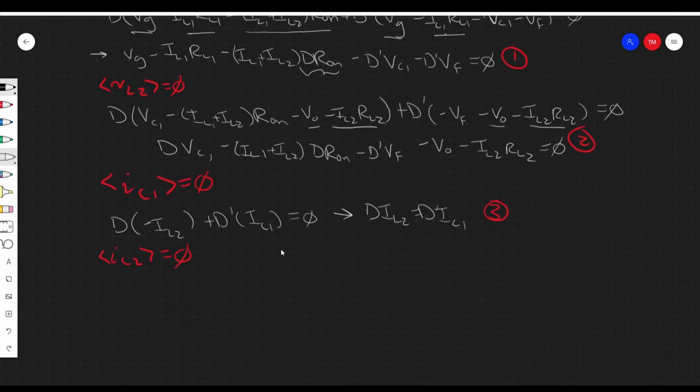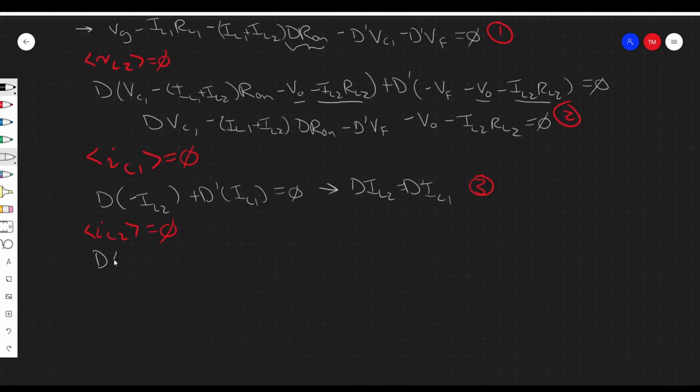So I'll just write it out here. Again, this is like the simplified way of thinking about it. So we have IL2 minus V out over R load in the first switching state. And in the second switching state, again, we have IL2 minus V out over R load.